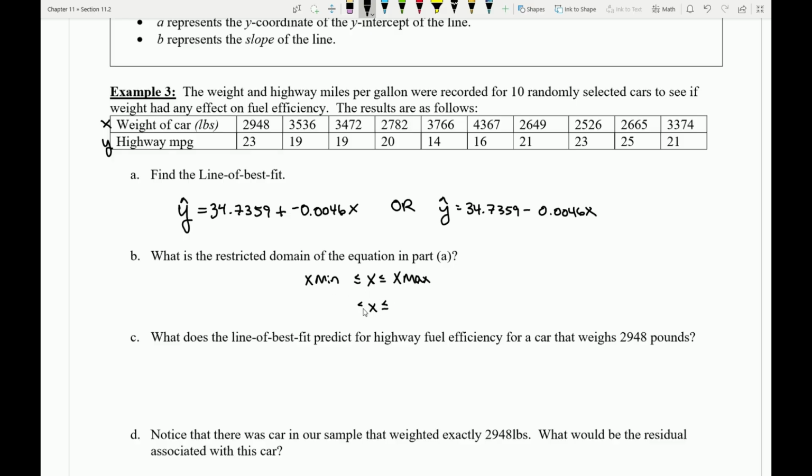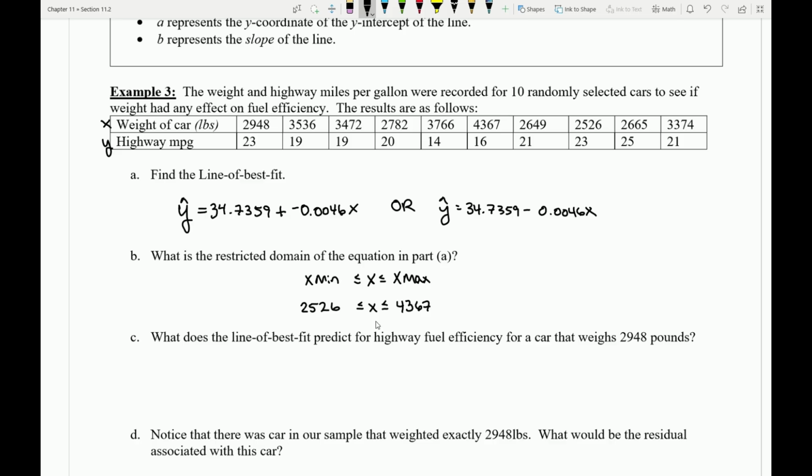So in this case, if I was to go back up and look at all of my different weights of cars, all my different x's, I could ask, well, what's the smallest x? And if I glance through that list, I might be able to see that 2,526 is my smallest number of pounds. And my biggest, I believe, is 4,367 pounds. So when I make predictions, I want to make sure that I'm only picking values of x that exist within this range. If I get a value of x that's outside of that range, it's not really appropriate to plug it in. So take a look at part C.